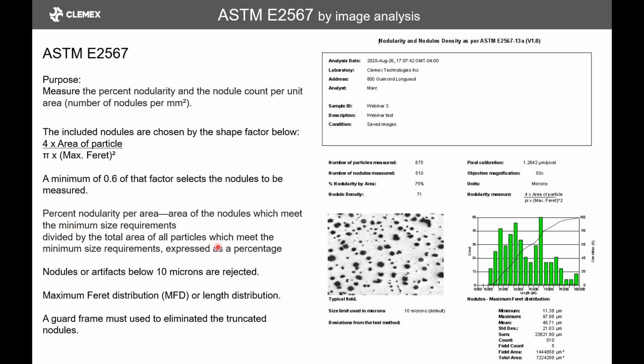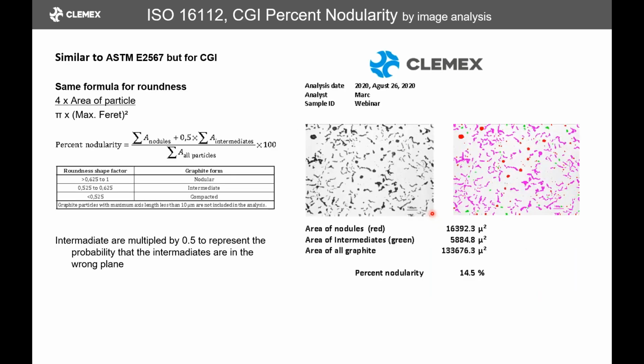And then it would put that in the formula where it would just count the number of nodules per area. And here we have a distribution of the size as well, right? And we end up with this report. So this is exactly for image analysis. This one here is 16112, made for CGI, compact graphite iron. And so you can see that we're using a similar formula.